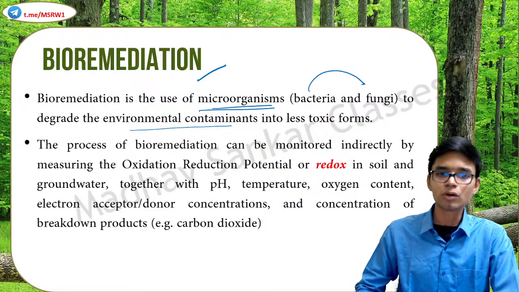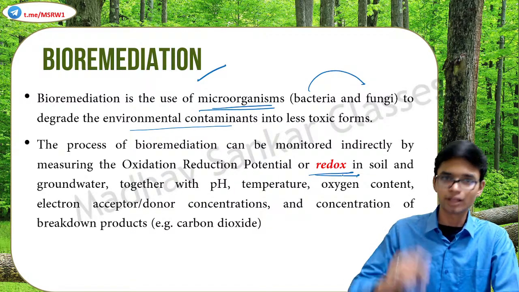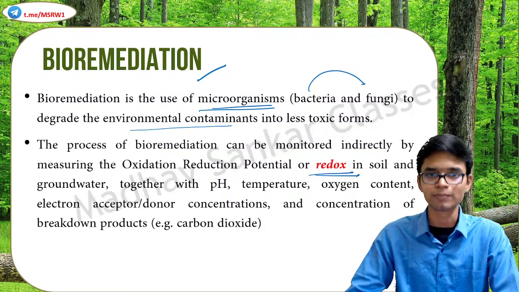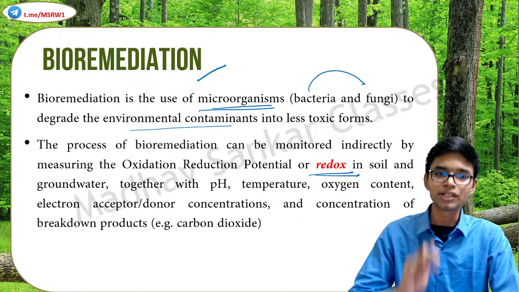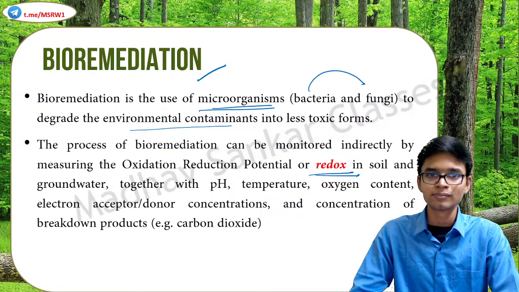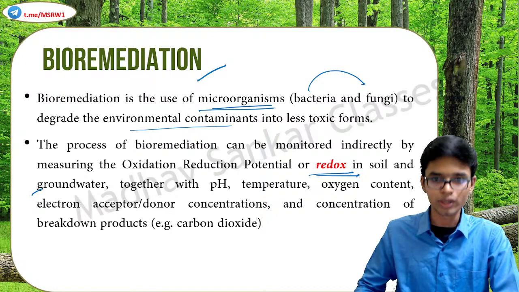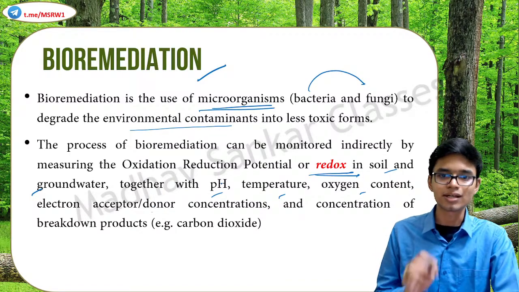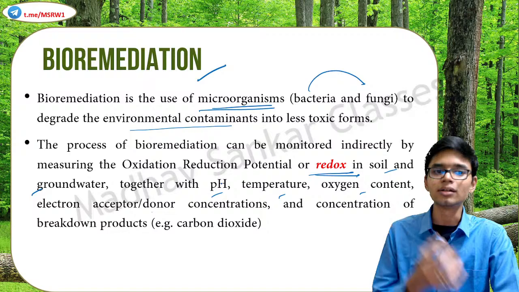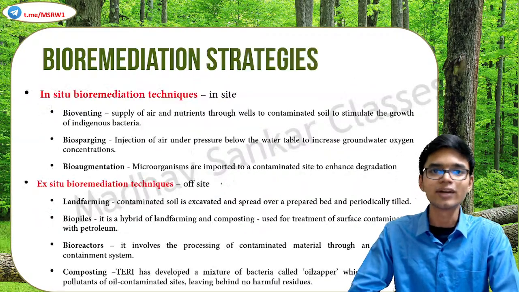So this bioremediation process can be monitored indirectly by measuring the redox in the soil. Redox means reduction and oxidation potential. So if you monitor the redox potential of the soil, you can measure the bioremediation process. Along with redox, you have to consider the groundwater level, soil type, pH value, temperature, oxygen content, electron acceptor or donor concentrations. All these things have to be considered. But using all these markers, you can actually monitor the bioremediation potential in a given area.